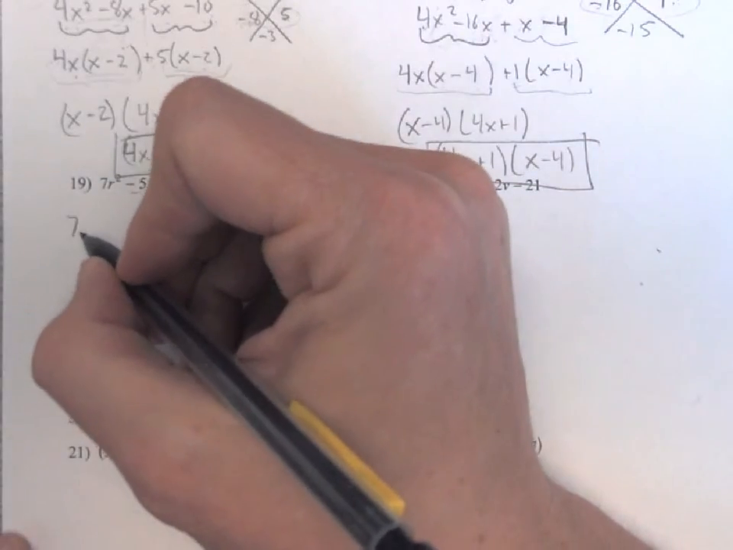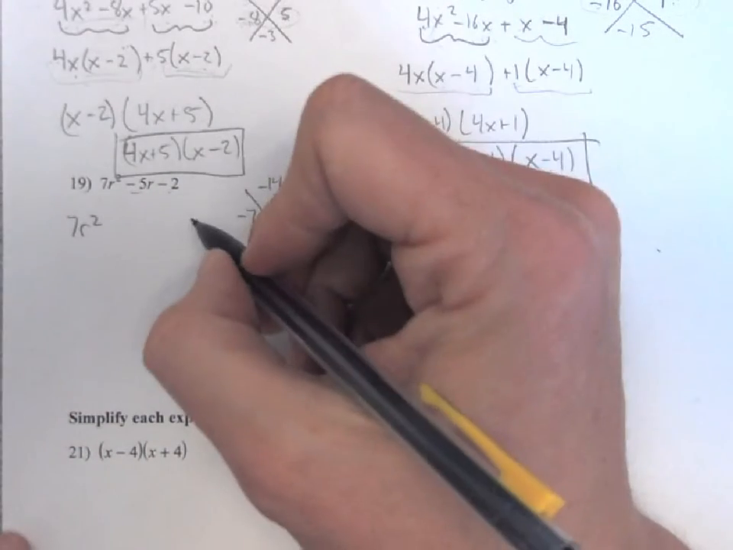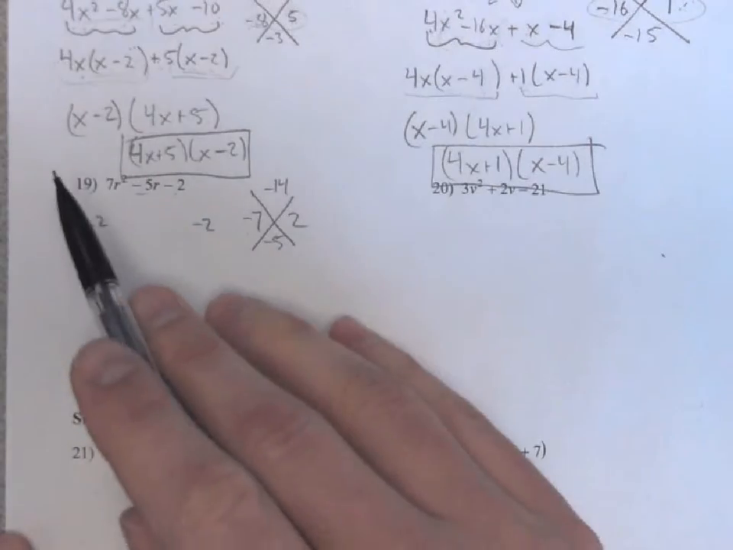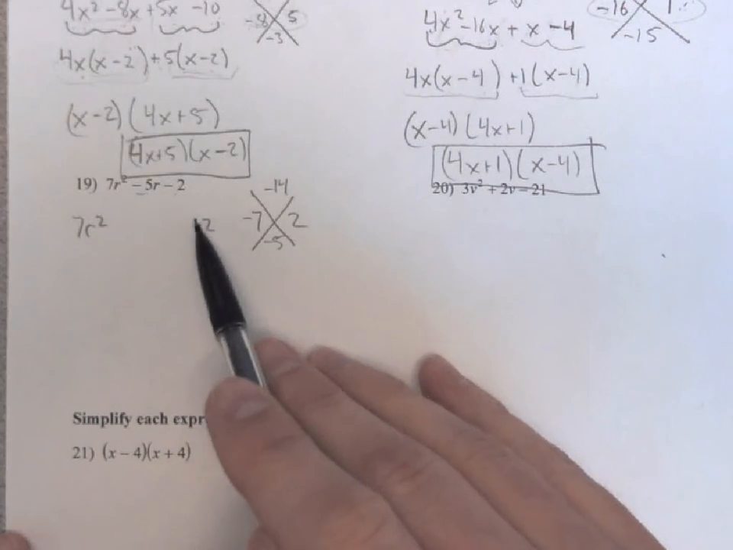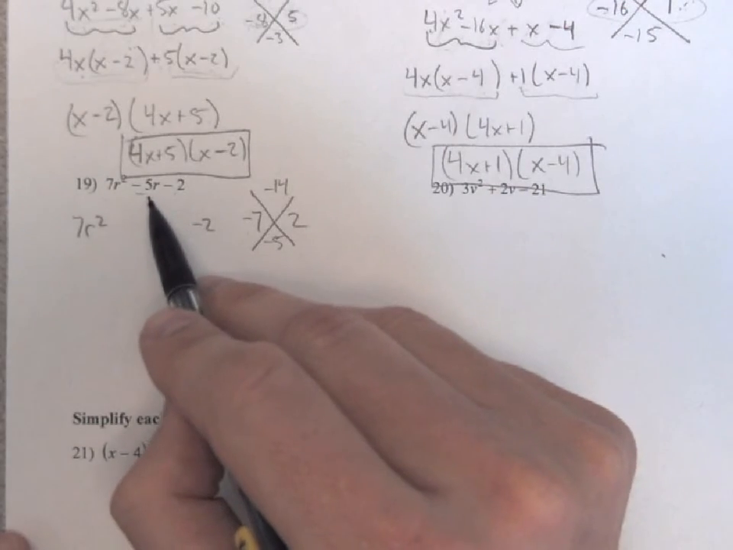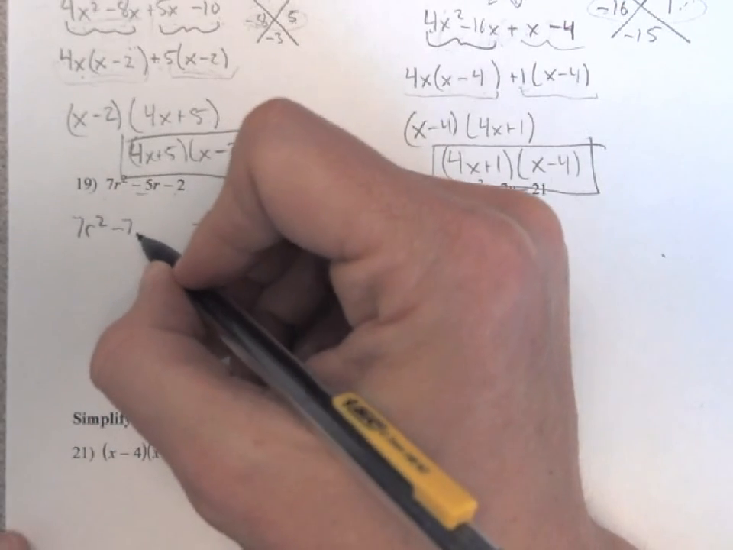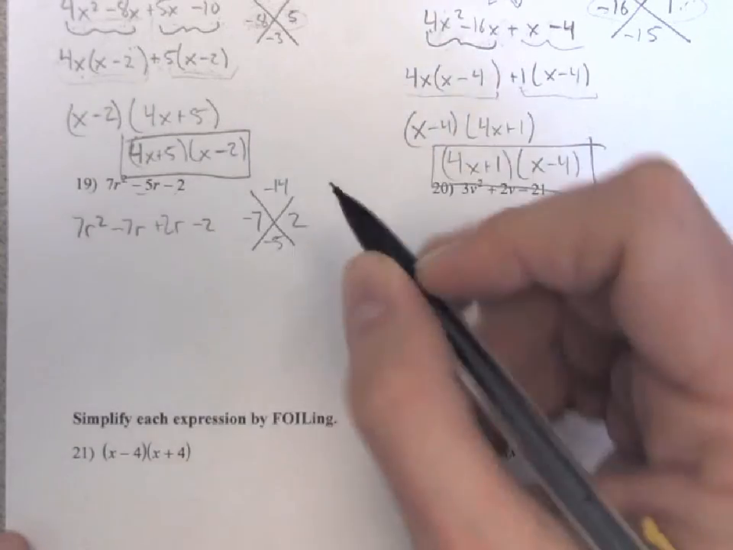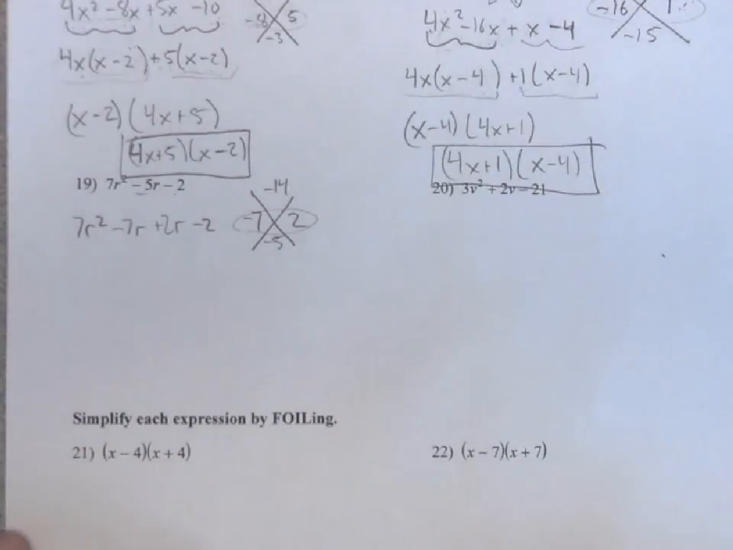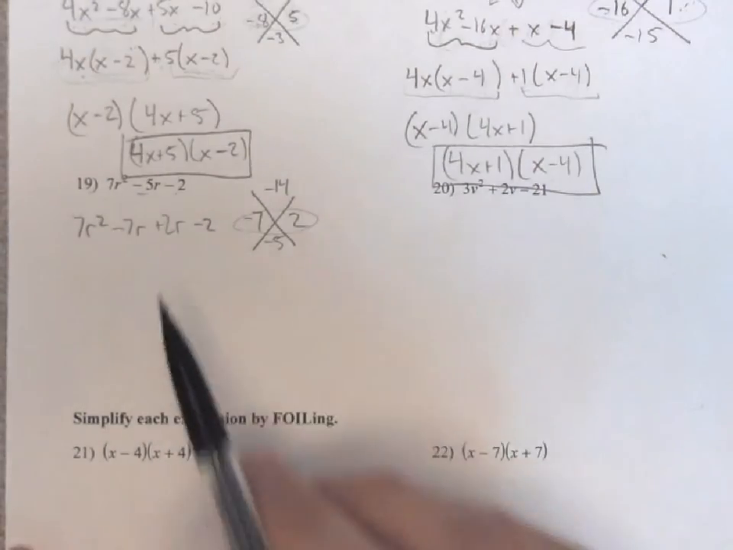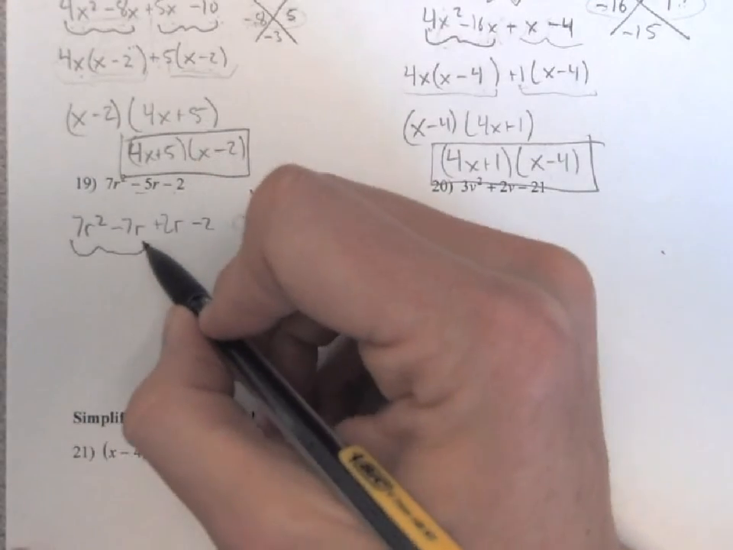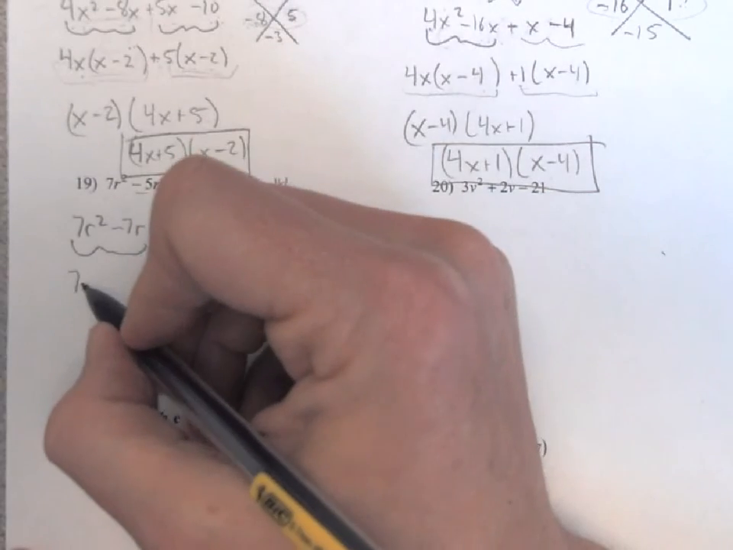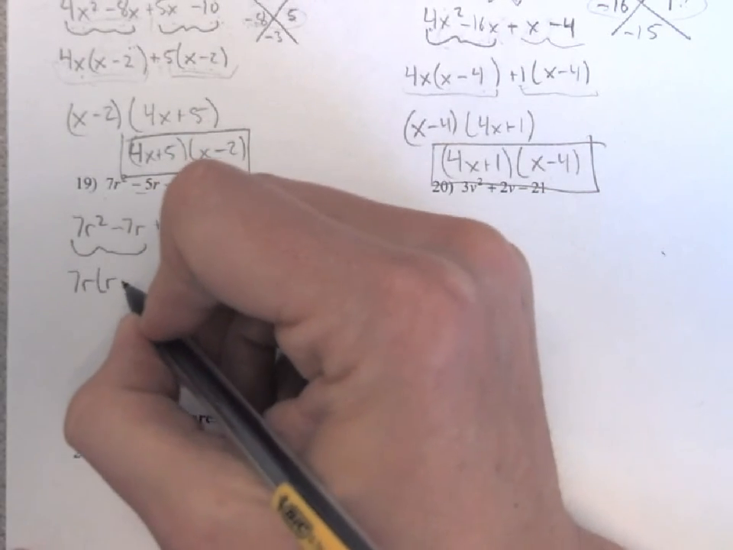Okay, let's break this bad boy up. So we got 7r squared, and we got a minus 2, right? The 7r squared is coming down, the negative 2 is coming down. In the middle, instead of negative 5r, we're going to do a minus 7r and then a plus 2r. Right? Those numbers are coming from those guys right there. So negative 7, positive 2. Factor by grouping. They both have 7r in common, and that leaves us with r minus 1.